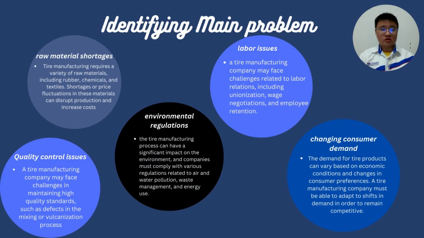Next, I would like to talk about the main problems that may be faced by Tire Link Wheel Sdn Bhd. The first problem is raw material shortage or price fluctuation. Tire manufacturing requires a variety of raw materials, including rubber, chemicals, and textiles. Shortage or price fluctuation in these materials can disrupt production and increase costs.